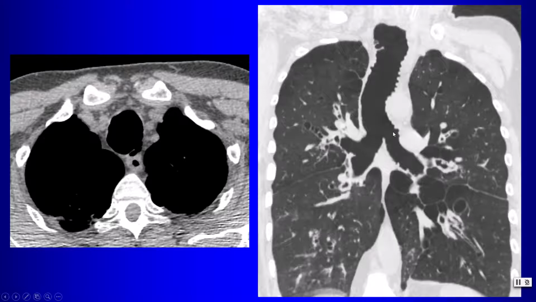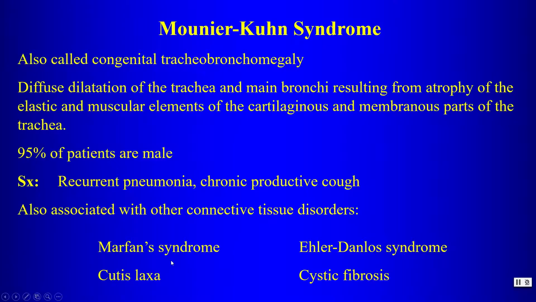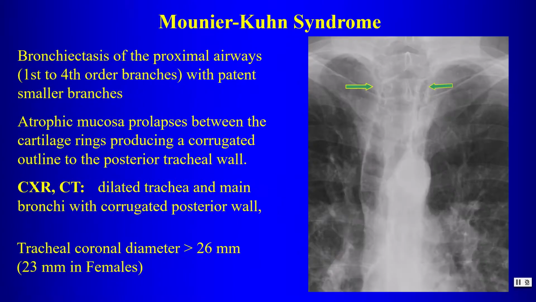These patients also have dilated central right and left mainstem bronchi, and they are predisposed to recurrent infections, so they can develop bronchiectasis elsewhere in the lungs from recurrent pneumonias. So Mounier-Kuhn syndrome, also called congenital tracheobronchomegaly. These patients have diffuse dilatation of the trachea and main bronchi. 95% are males, and these patients can get recurrent pneumonias and can have chronic productive cough. This can also be associated with other connective tissue disorders like Marfan's, cutis laxa, Ehlers-Danlos, and can also be seen in cases of cystic fibrosis.